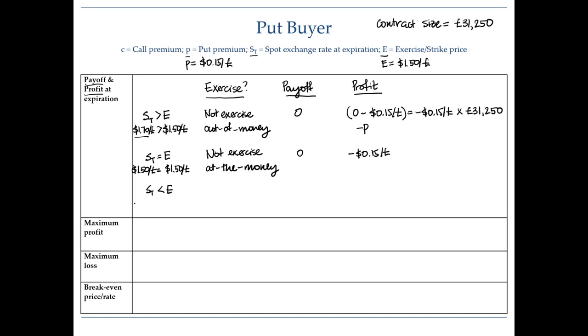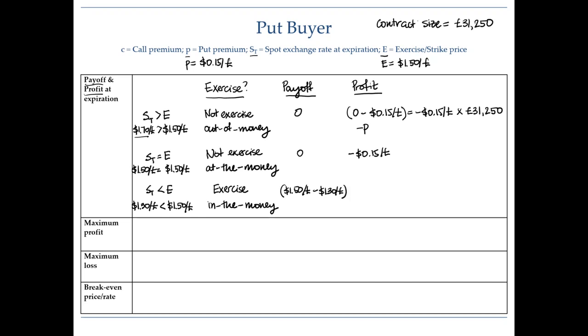But in the future, let's say the future spot rate happened to be $1.30 per pound. So that's lower than your exercise rate of $1.50. In this case, you want to exercise your put option because then you can sell your pounds at the higher rate of $1.50 instead of the $1.30 spot rate. In this case, put options are said to be in the money. So when you sell your pounds for $1.50, your payoff is the difference between the $1.50 exercise rate and your spot rate of $1.30.